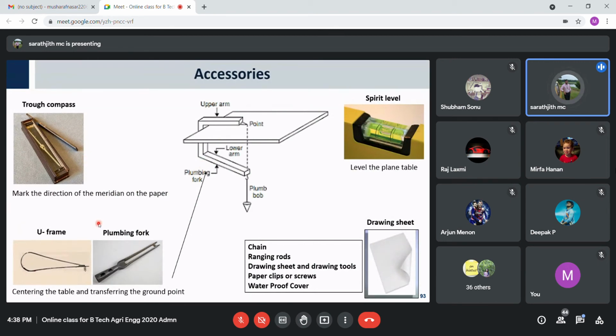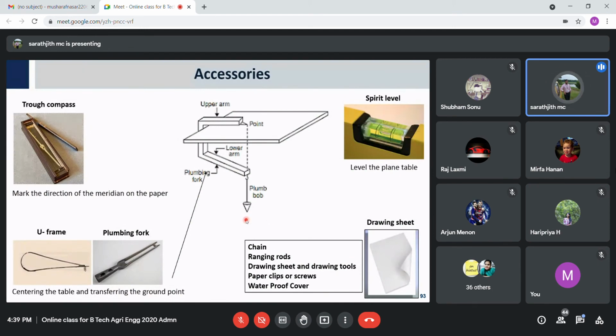The third instrument or tool you require is either the U frame or the plumbing fork. Both do the same job, but the shape and size are different. The one which is U in shape is called the U frame. The other one is the plumbing fork. Both of these are used for centering the table and transferring the ground point.